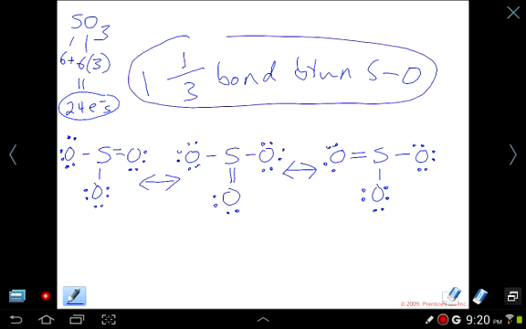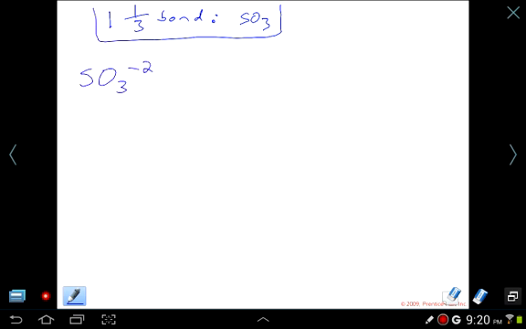Now if we do the exact same thing for our other molecule, the SO3 2-, I'll have to clear the screen, but we'll say we have 1 and a third bonds for SO3. This is from above. Let's do the same thing for SO3 2-, the sulfite polyatomic ion. So let's do the same accounting. We have 6 from every sulfur, 6 from every oxygen. There are 3 of these, again for a total of 24, but in this case we have 2 more electrons, giving us a total of 26.